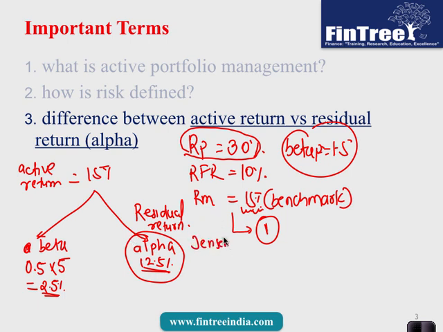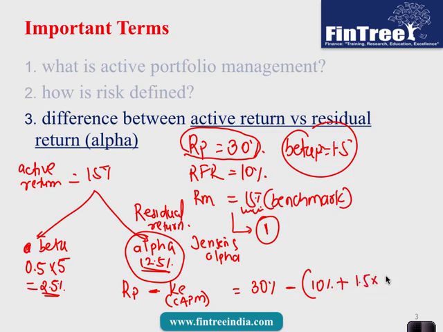that we learned at Level 1. And the formula for Jensen's alpha was the return on the portfolio minus the cost of equity as per the CAPM model. So the return on the portfolio is 30% minus the risk-free rate of return of 10% plus beta 1.5 times the equity risk premium of 5. So that would be 30% minus 17.5%, which will again give us an alpha of 12.5%. And this alpha is called the residual return.